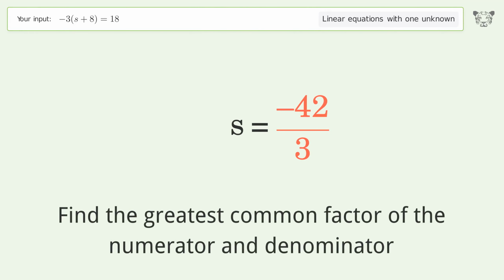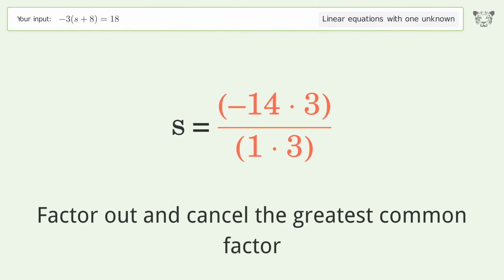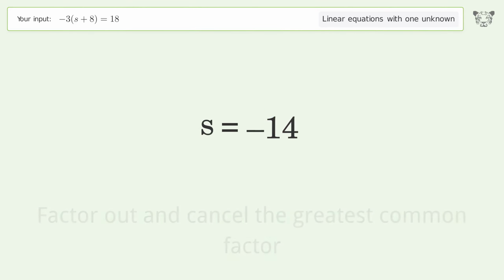Find the greatest common factor of the numerator and denominator. Factor out and cancel the greatest common factor. And so the final result is s equals -14.